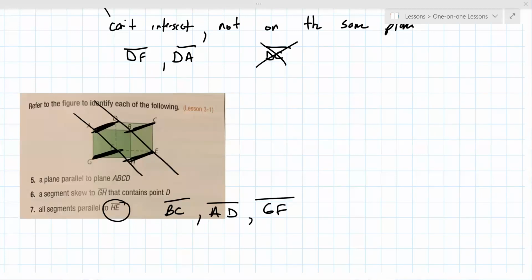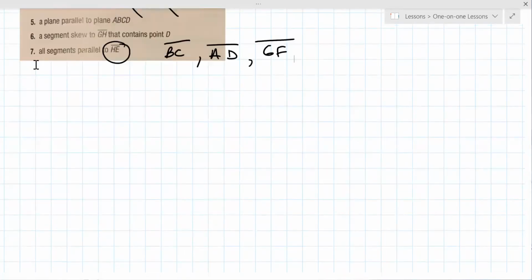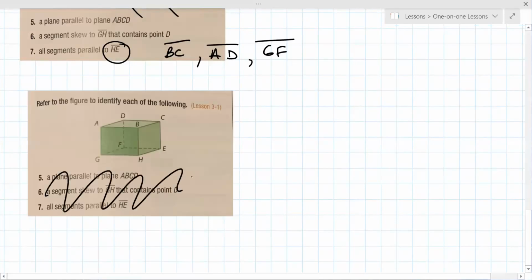Like the same, if it asks you about GA, like if it said all segments parallel to GA, for example. I think we should do one more example. Okay, so let's say, let me make up a new one here. I'm gonna get rid of that.